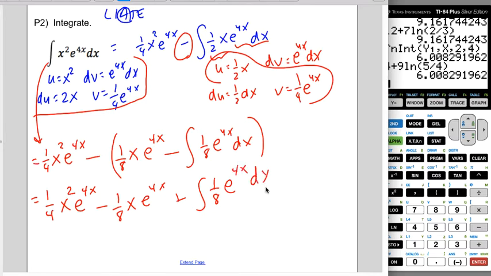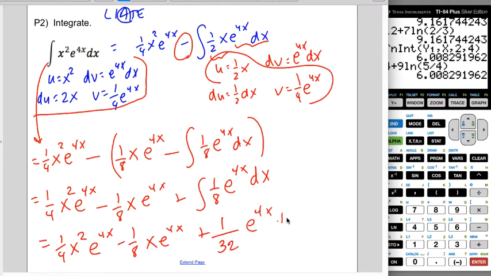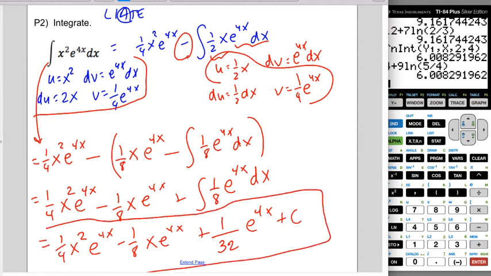Again, you can make your u your 4x, or you could recognize that every time you integrate an e to the 4x, you're going to have to divide by 4. So what's going to end up happening is I'm going to get that this is 1/4 x squared e to the 4x minus 1/8 x e to the 4x plus 1/32 e to the 4x plus c. And again, disgusting, but slightly less disgusting than the last one, because e to the x is kind of friendly.